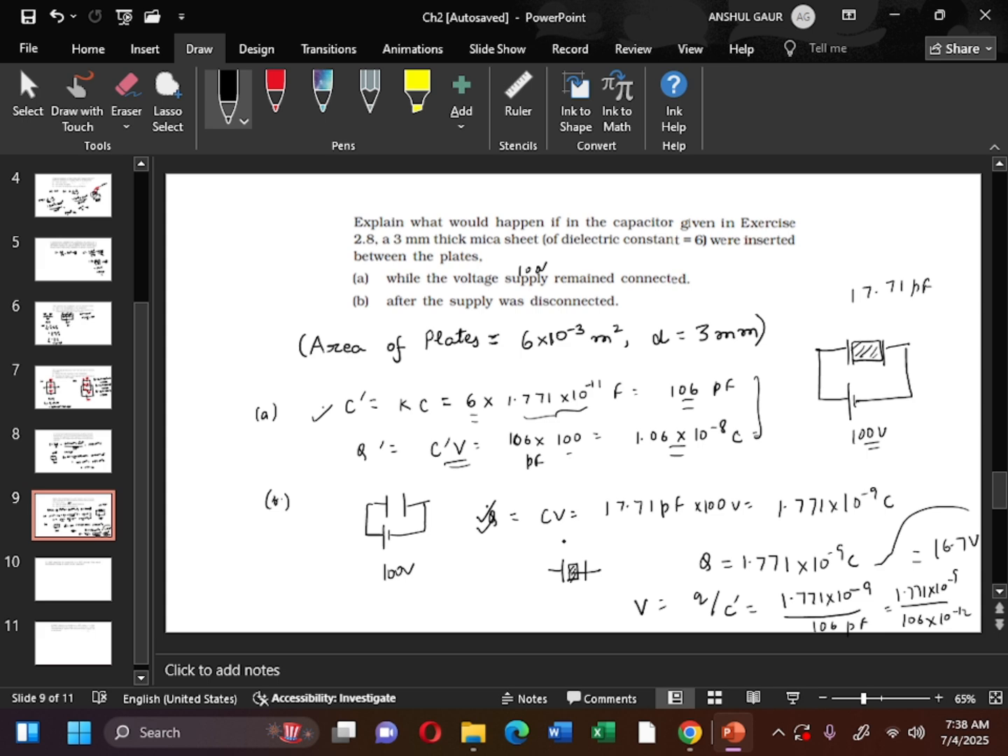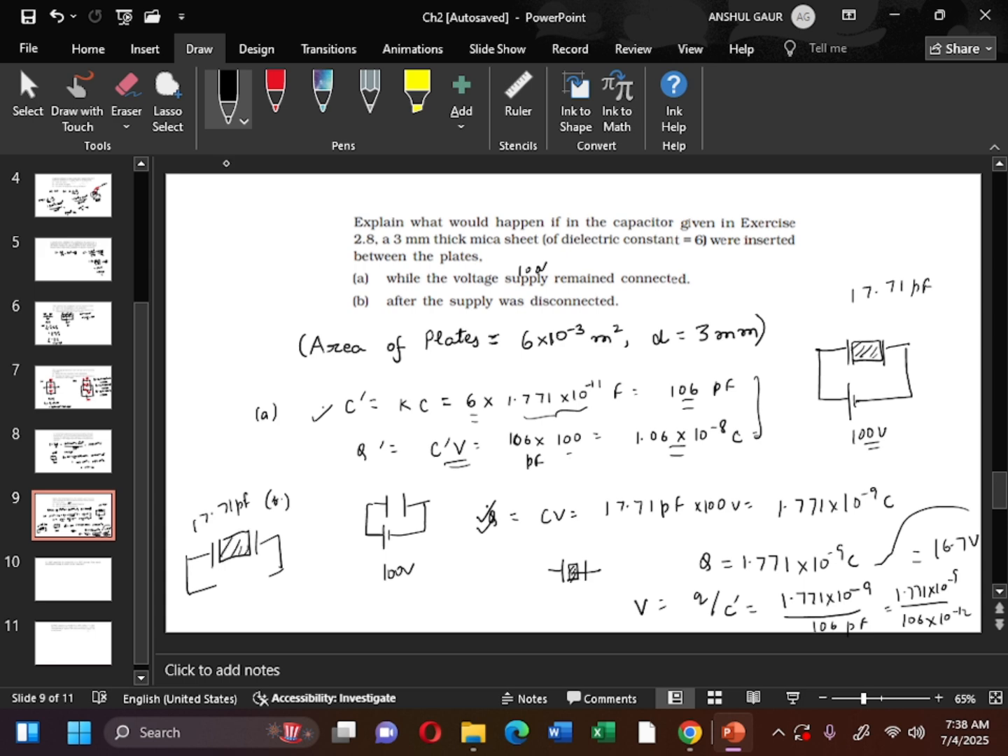दूसरे पार्ट में कहा गया है कि माइका शीट को इंसर्ट किया गया है आफ्टर द सप्लाई वॉज डिसकनेक्टेड. इसका मतलब ये है कि जैसे पिछले क्वेश्चन में कहा गया था कि कैपेसिटर है, एयर इन बिटवीन द प्लेट्स है, कैपेसिटेंस हम निकाल ही चुके थे, 17.71 पिकोफैरड वैल्यू निकल के आई थी. अब यहाँ पे कहा गया है कि बैटरी को पहले हटाया गया, बैटरी को हटाने के बाद माइका शीट प्लेट्स के बीच में इंसर्ट की गई. तो ये सिचुएशन कही गई है.